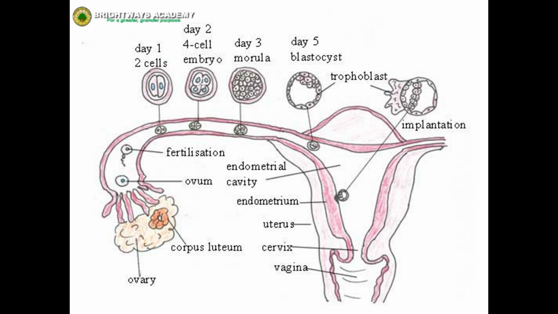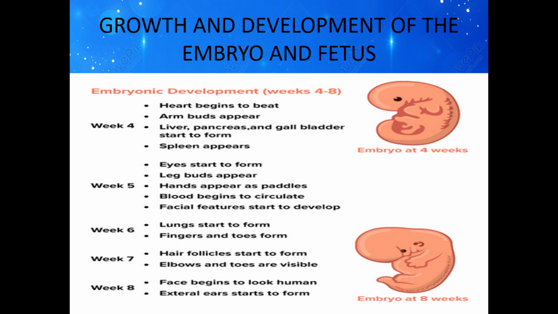Okay, so this diagram is showing the fertilization process to the implantation process. And then, 2 weeks after fertilization, the developing zygote is considered an embryo. This stage is what the doctors call the start of pregnancy.